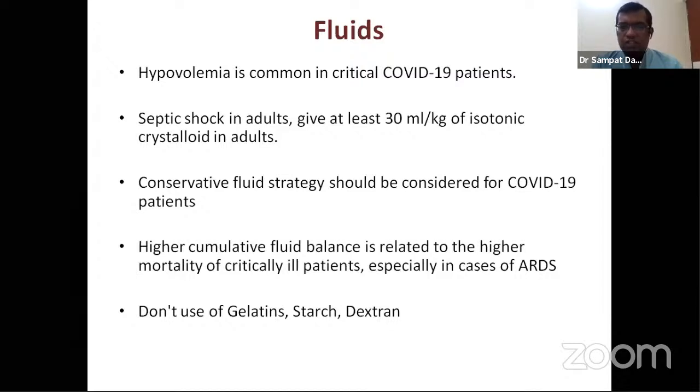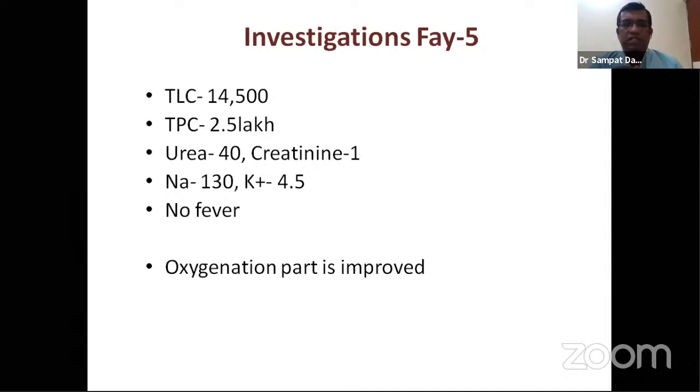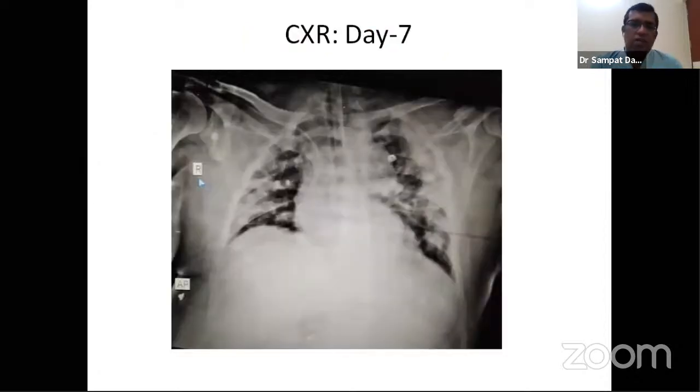That's a must. Talking a bit about the investigations on day 5, the TLC has gone up a bit from 12,000 to 14,000. The platelets, urea, creatinine and sodium, potassium are normal. The oxygenation has actually improved, so we are able to come down on the oxygenation part. And this is the X-ray on day 7. You can clearly see that the density of the shadow in the periphery has started to come down, and we were able to ventilate the patient with FiO2 of only 30%.